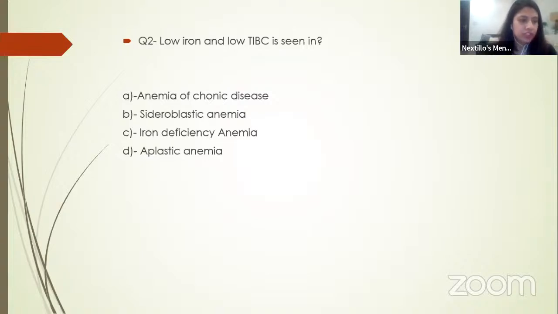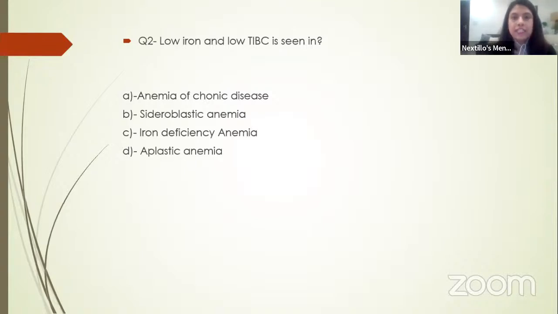So I hope you've put in your answers by now. The answer for this one is A, anemia of chronic disease, because in sideroblastic anemia, there is a normal amount of iron, just that it is not being used properly, whereas in iron deficiency anemia, obviously there'll be low iron, but the TIBC, that is the total iron binding capacity, will be higher because the saturation of transferrin is low.